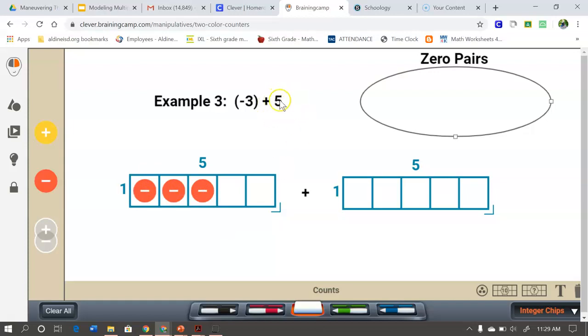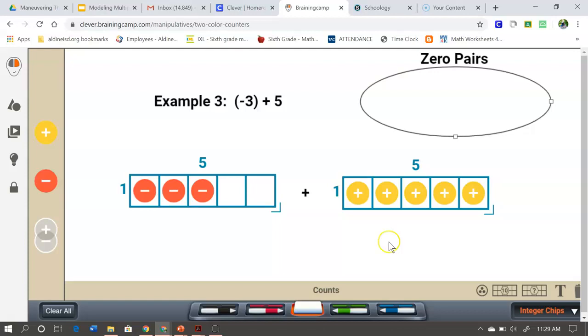Our second number is a positive 5. So we want to take our yellow counter, and we want to represent positive 5, which would mean 5 yellow counters. Now the question to ask yourselves is, are the colored counters all the same colors or are they different colors? In this case, they're different colors.